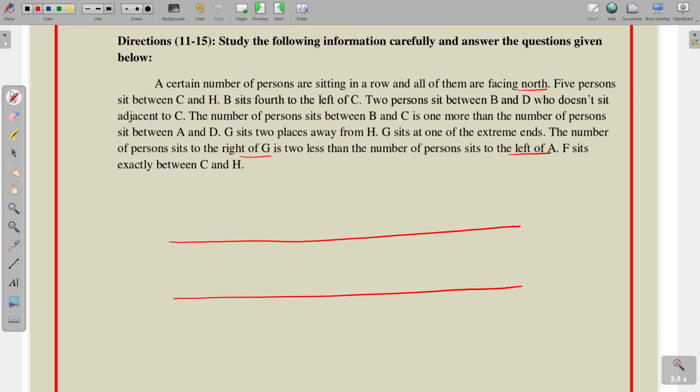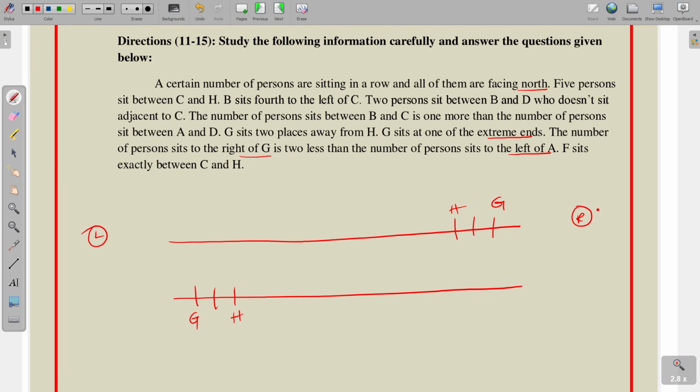So see, what is the clue point here? That is, G sits 2 places away from H, and G sits at one of the extreme ends. Suppose here we are placing G and here we are placing G. Okay, two possibilities. All are facing north. It is the right side and it is the left side of them. And next, G sits 2 places away from H. So here 1 and 2. Here H is placing, here H is placing.